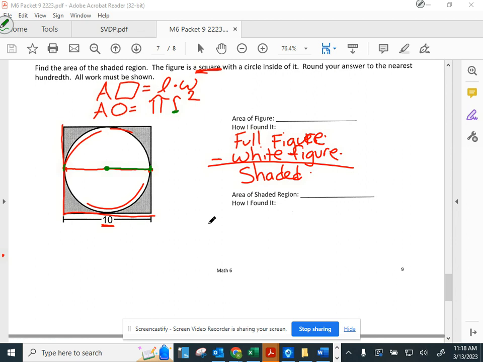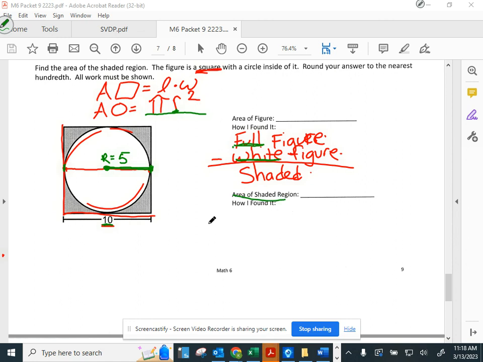But guys, watch. If this is our diameter, 10, our radius is from the middle to the end. So it's going to be 5. So your radius equals 5. So you're going to plug that into your formula. Pi times r squared, r is 5. That's going to give you the white figure. So our circle is the white. You need to find the full figure, subtract out the white figure, and you're left with the shaded.